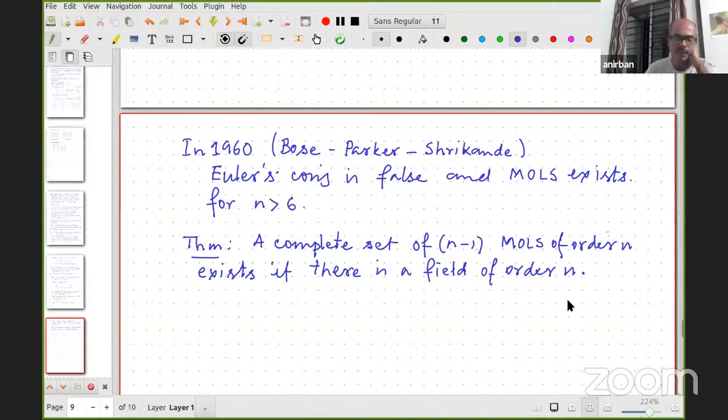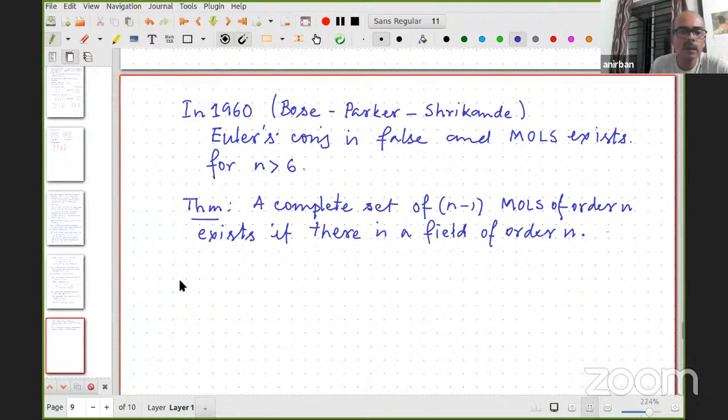If you are not familiar with fields, just think that a field has two binary operations, addition and multiplication, and you have a multiplicative inverse for every non-zero element. So whichever element is not the identity for addition has a multiplicative inverse. We simply need to use this property to prove this. So let's see a proof.